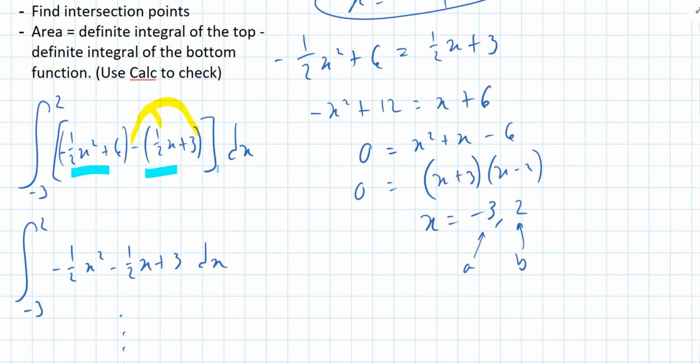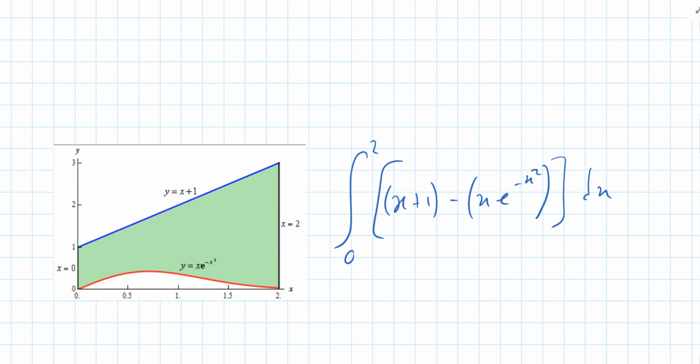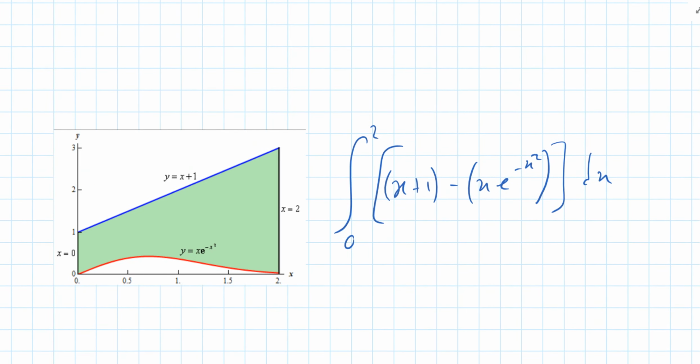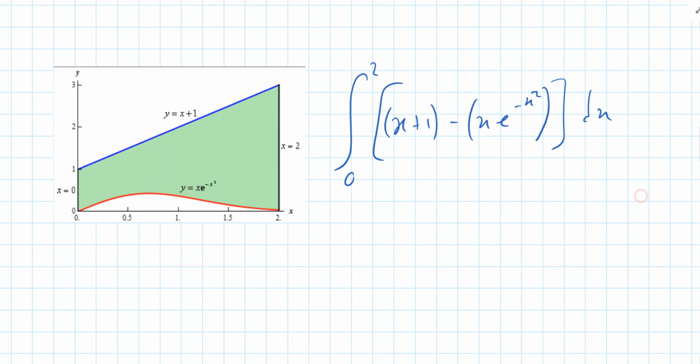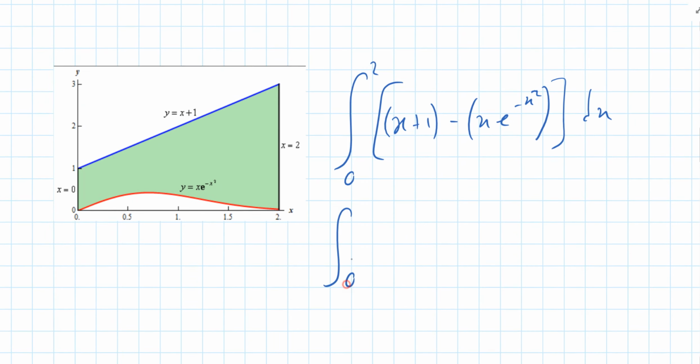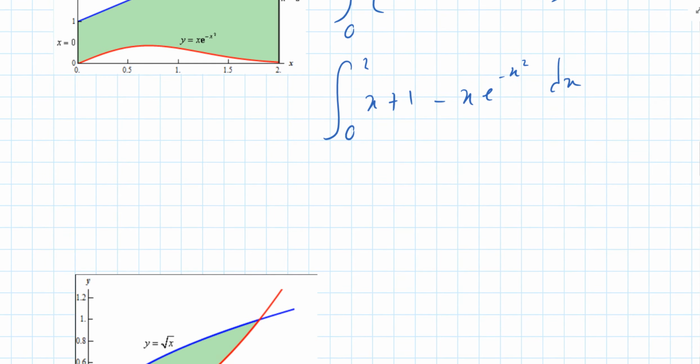Now, this is a little different from above, because up above, we had two things in the brackets, which could be simplified quite nicely into polynomials, and then from there, really, we break it down into chunks and go on 1, 2, 3. However, here, we aren't really even looking at like terms. So what I would do is I would just split this up into chunks now. I'll go from 0 to 2 of x plus 1 minus x e to the minus x squared dx. And then keep going.